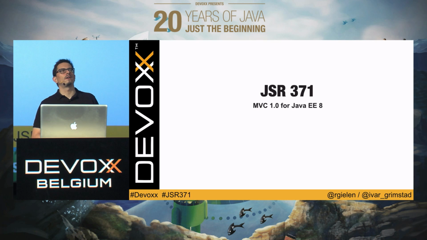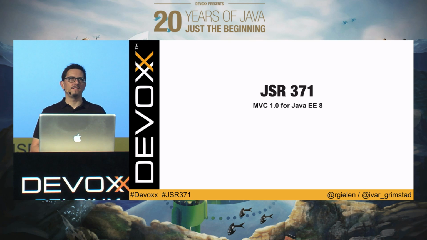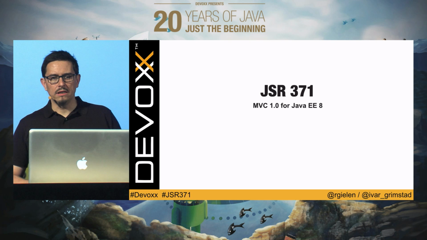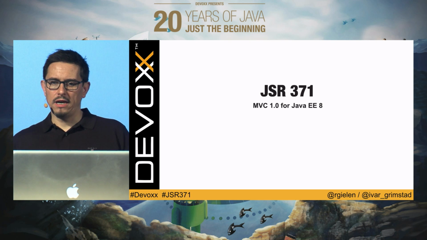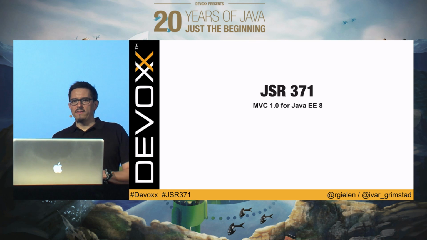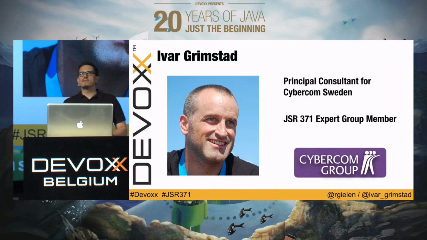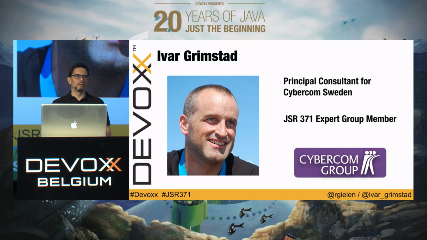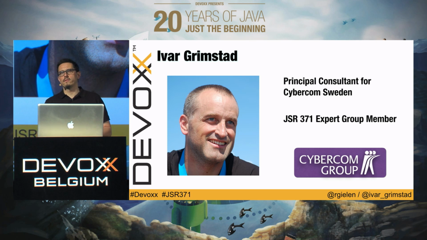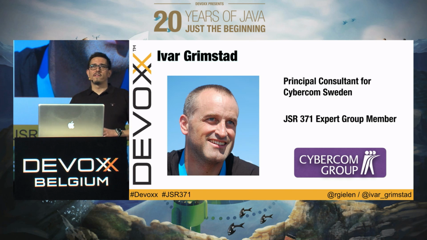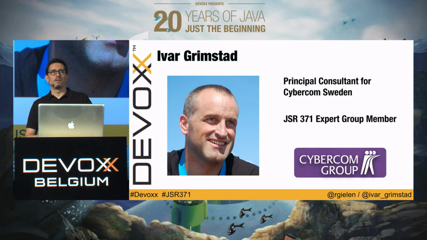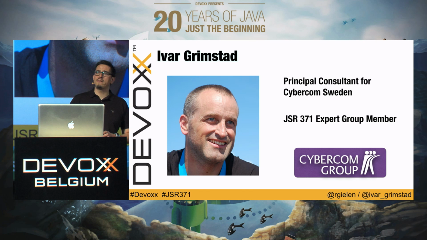For this talk about Java Specification Request 371, better known as MVC 1.0, which is going to be in Java EE 8, the upcoming new enterprise standard. So this nice guy besides me, with the presenter note not working, remote. This is Ivar Grimstad. If you're looking for top person to present about this topic, he will be in the top ranks of the list because not only is he a principal consultant for Cybercom in Sweden, he is on not less than 3 expert groups in the Java EE 8 space, and most notably on 371.